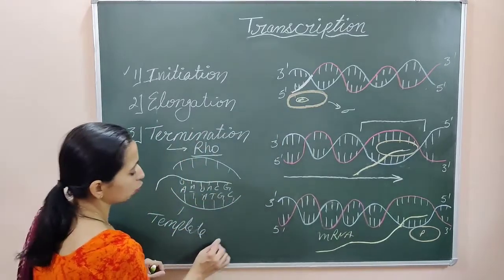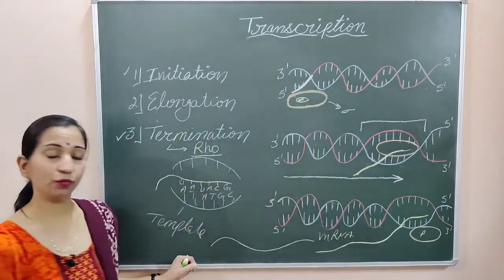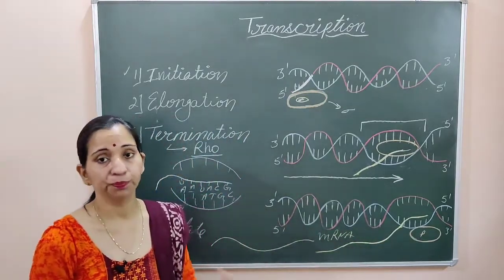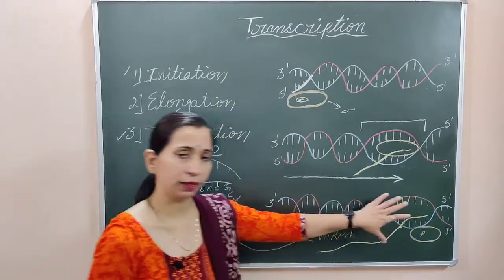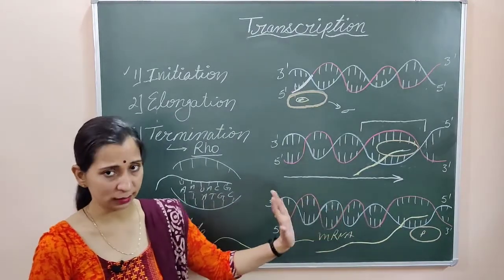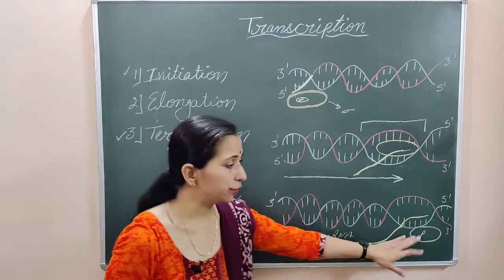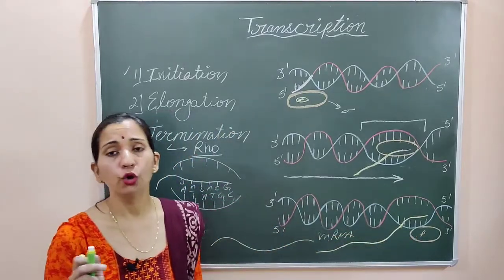This mRNA also gets separated. It will also get separated, and RNA polymerase is also separated. ये भी separate हो जाएगा. Only the DNA, double helical DNA, will remain as it is. So in this way the chain gets terminated. And the termination के लिए responsible factor जो है, that is the rho factor.